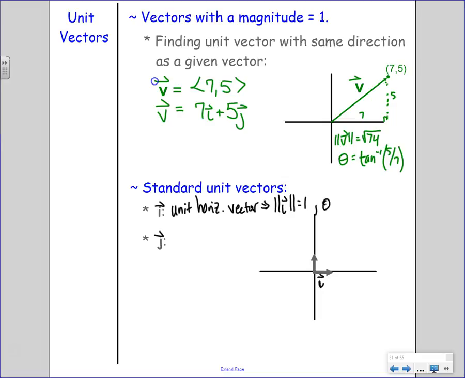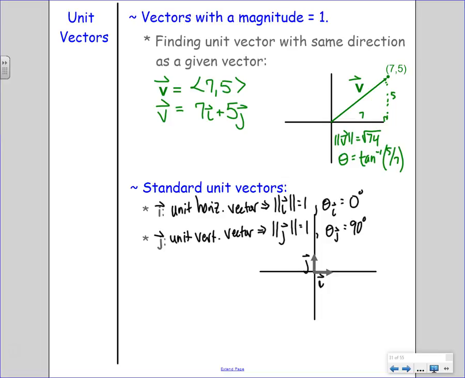And his angle will always be 0 degrees. I guess you could say 0 or 180. Nope, 180 would be going the wrong direction. That would be negative i. Whereas the j vector is going to be the unit vertical vector. His length will also, like a unit circle, be 1, but his angle will instead be 90 degrees, or pi over 2.